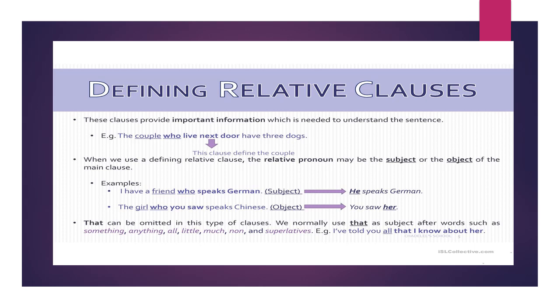It gives important information. When we use a defining relative clause, the relative pronoun may be the subject or the object. For example, I have a friend who speaks German, so he speaks German. Or the girl who you saw speaks Chinese, you saw her. So that can be omitted in this type of clause. We normally use that as subject after words. Okay, don't pay attention to this part. The important part is that the defining relative clause gives important information. Without it, I don't know the whole information about the sentence.